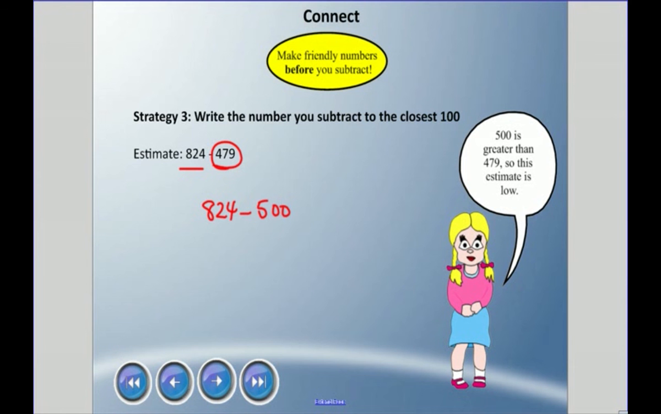Now, if you're not someone that can think of this mentally, going horizontally this way, I highly recommend you do it vertically, which is a little bit easier to see. So 824 minus 500. So 4, 2, 3. The answer is about 324. Now 500 is greater than 479, so this estimate will be lower than the actual answer.